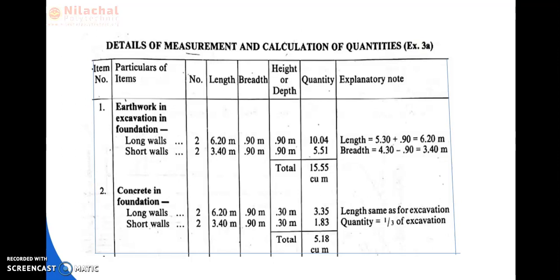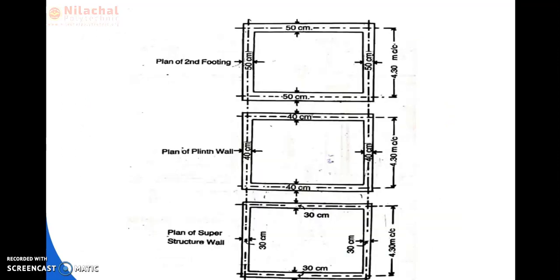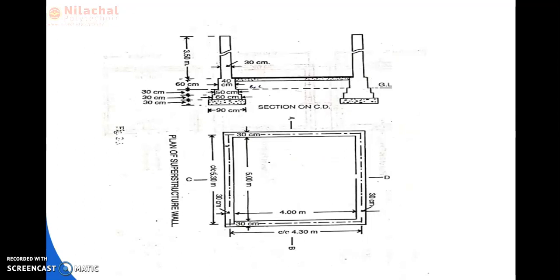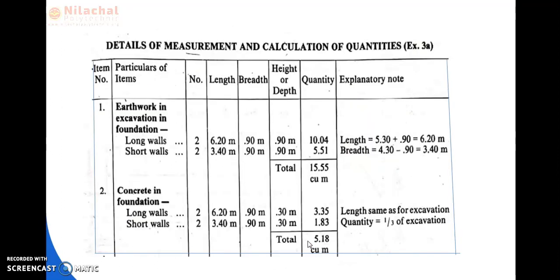So, in case of long wall, the center to center distance is how much? Here the center to center distance is given. The center to center distance is 5.30 for the long wall, and for the short wall it is 4.30 meter. The center to center distance is given.